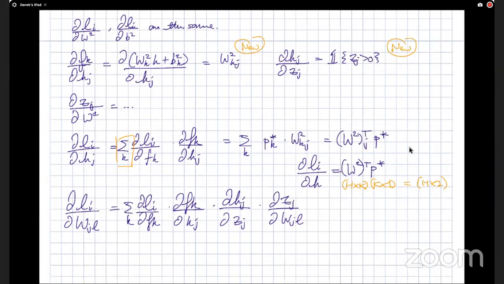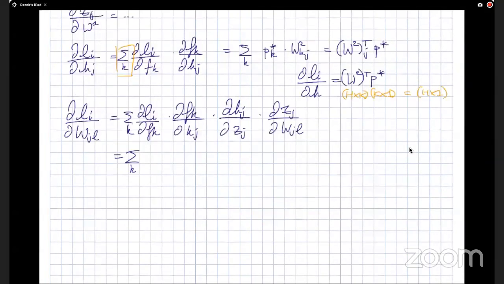Okay, let's take a look at what this ugly expression is. P star K, this is W2 of K, this is indicator of Zj greater than 0. This is X, nope, I forget what this is. Oh yeah, it is XL. Okay.